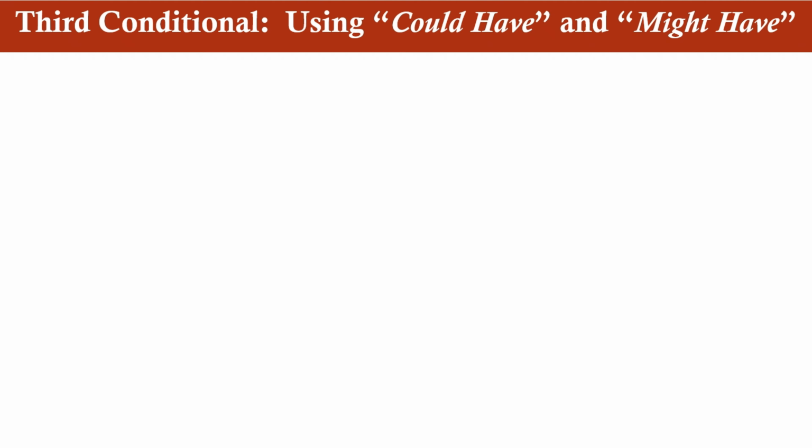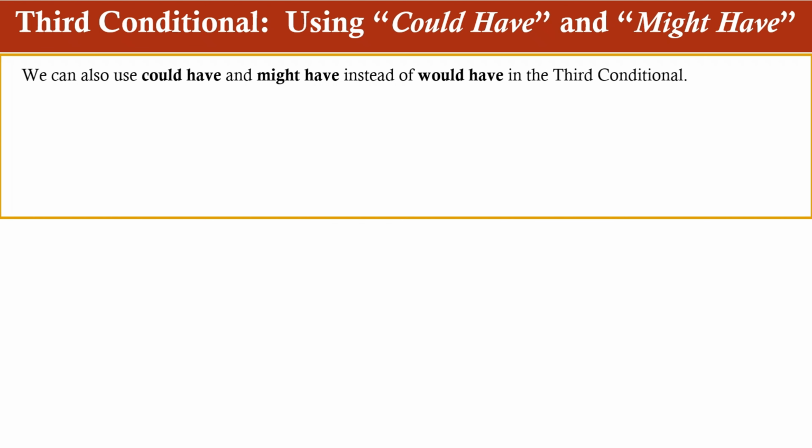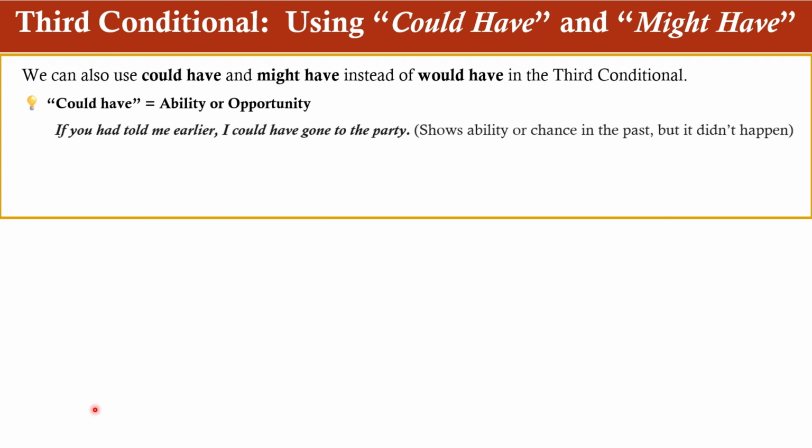In the third conditional, we can use could have and might have instead of would have. We use could have to talk about ability or opportunity in the past. For example, if you had told me earlier, I could have gone to the party. I'm not saying I definitely would have gone. I'm saying I would have been able to go. It means I had the ability or chance to go.